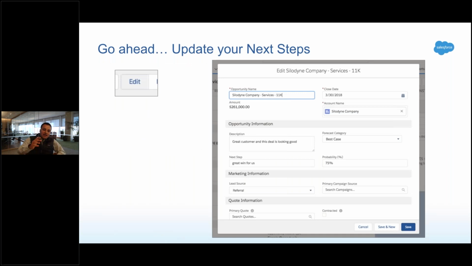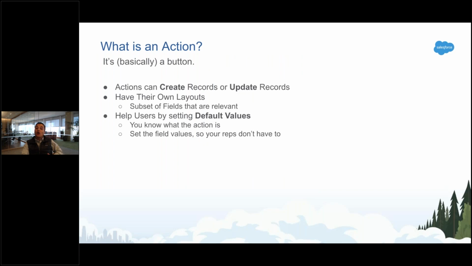So if I told you right now, here's an opportunity, update your next steps. Go ahead, I'll wait. Update your next steps. Which fields do you update? What does that even mean, to update my next steps? Or you could have an action called update next steps. And then when you click it, only the fields you care about show up. So you can create actions, and you can even default the values for those actions.